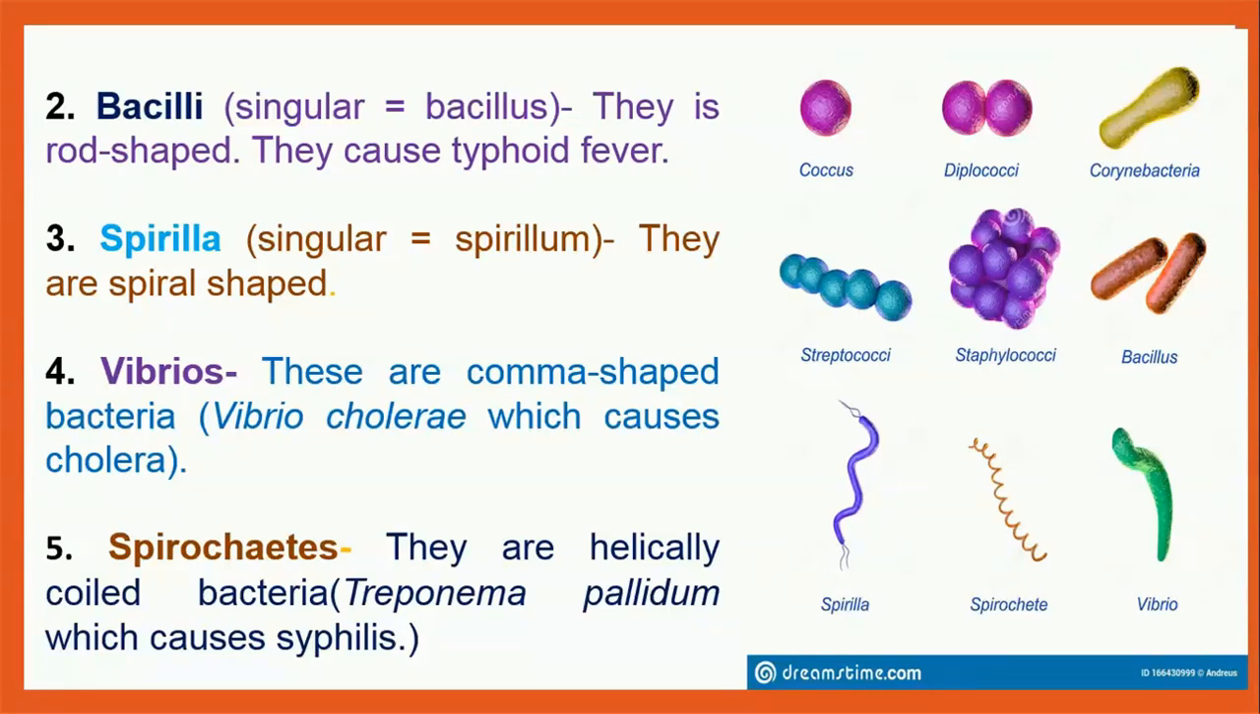The first image on the last row is an example of spirilla. Number 4, we have the vibroids. These are comma-shaped bacteria, and a common example is the Vibrio cholerae, which causes cholera.